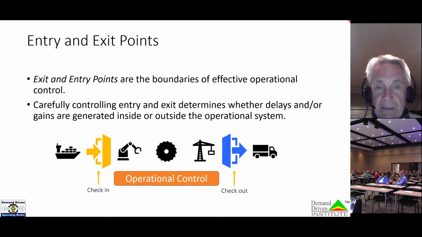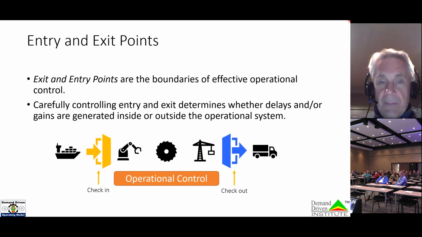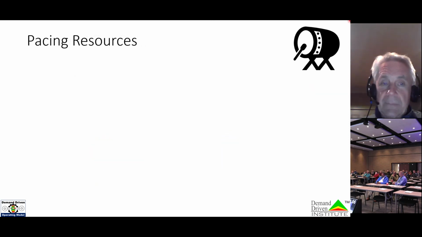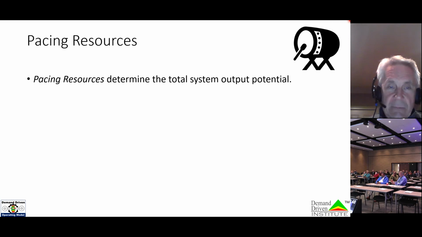Gaining control on exit and entry helps determine whether delays and or gains generated inside the operating model are going to be transferred out to the market. As many of you may know, a lot of the concepts under the demand-driven operating model are driven off of theory of constraints kind of thinking. The idea of a drum resource is very, very consistently applied within the DDOM. Pacing resources, as they call them now, determine the total system output. So in a sequence of events in a management process or a production process, the one that has the slowest rate of production is going to determine the pace of operations through that whole process.